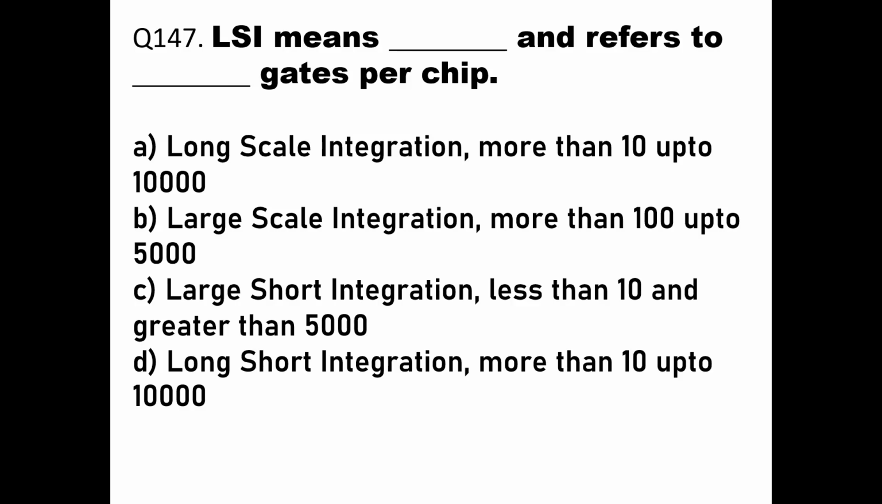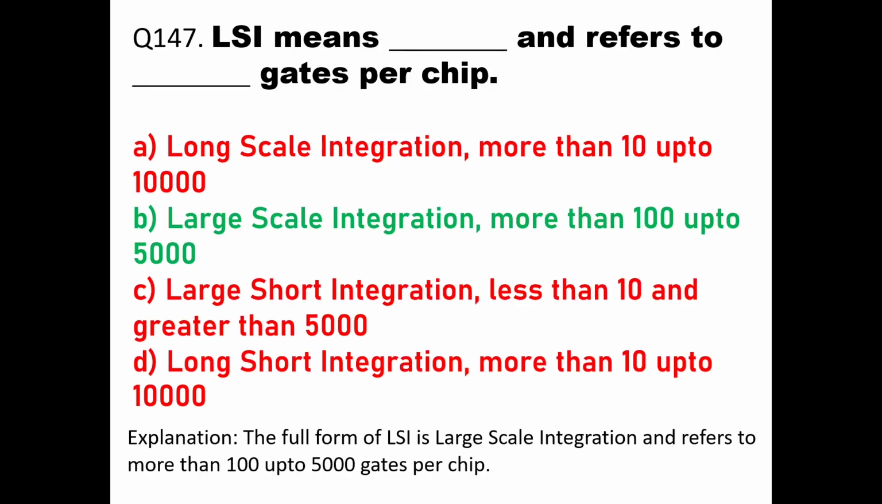So I have said 1000, you can take it as 5000 also, because very large scale integration is growing day by day. So out of these four options, you can take option number B. The meaning of LSI is large scale integration, and it refers to gates per chip is more than 100. That is right. Up to the larger range here, we have increased to 5000, because very large scale integration can go above 1000, can go above 5000 also. Okay. So option B you can mark here. So large scale integration has more than 100 up to 5000. Okay. Then we'll go to next question, question number 148.